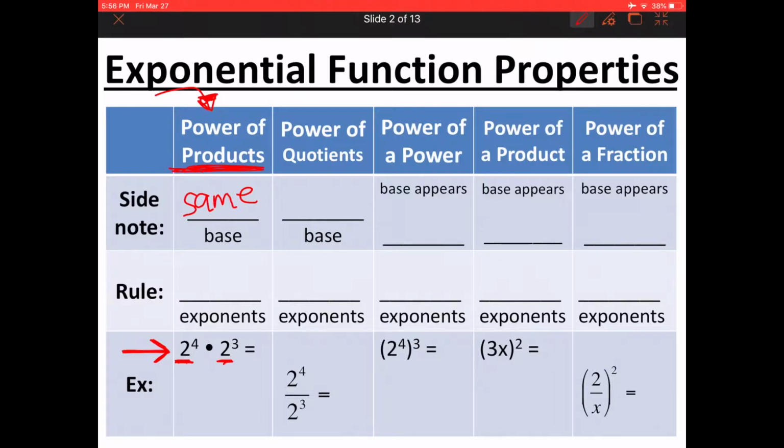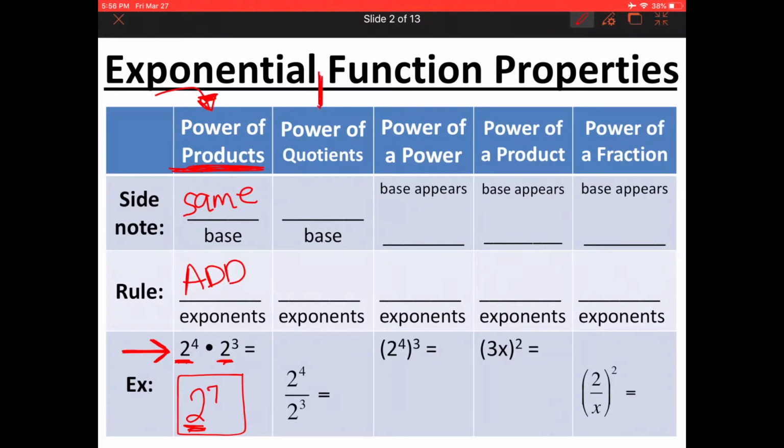In this example, both of my bases are a 2. And so the rule for this property would be that we add the exponents. And my final answer in this example would be 2 to the power of 7. I keep that same base of 2 and I add my exponents.